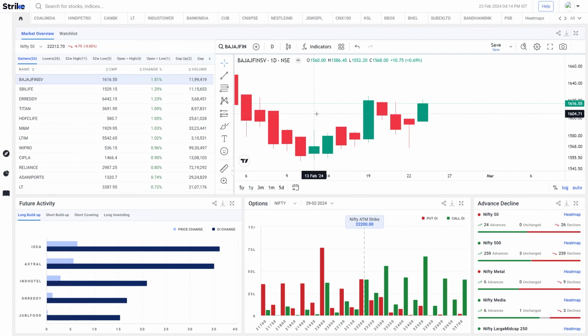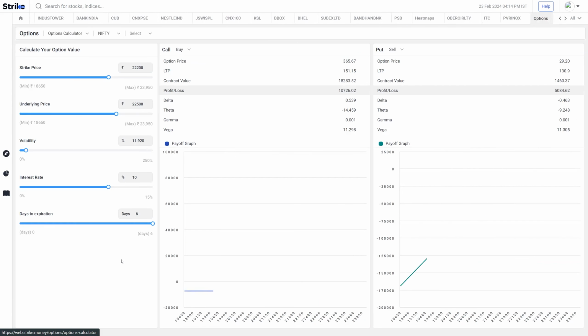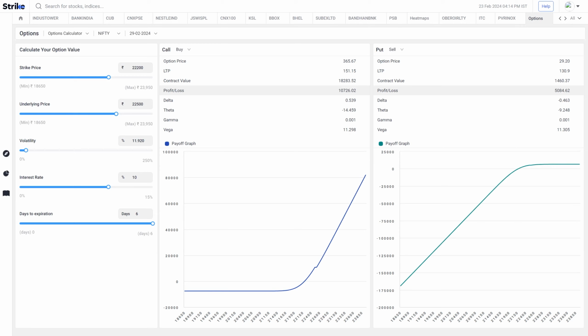Today we are going to have a demo about a new feature in Strike. The new feature is within options, something known as the options calculator. It's a really helpful tool for people who are trying to use options for their trading, be it an option seller or an option buyer.